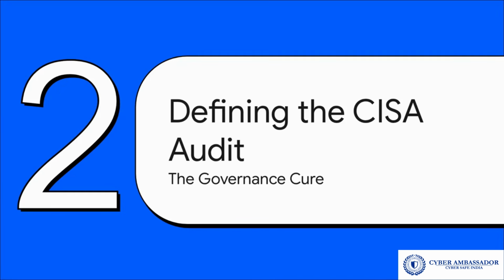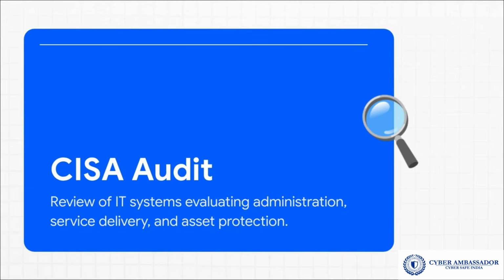Which brings us to Section 2, defining the CISA audit. If internal governance is the illness, we need to talk about the cure. So what is a CISA audit exactly? CISA stands for Certified Information Systems Auditor. Now let me be clear, this is not some boring surface-level compliance checklist, not at all.